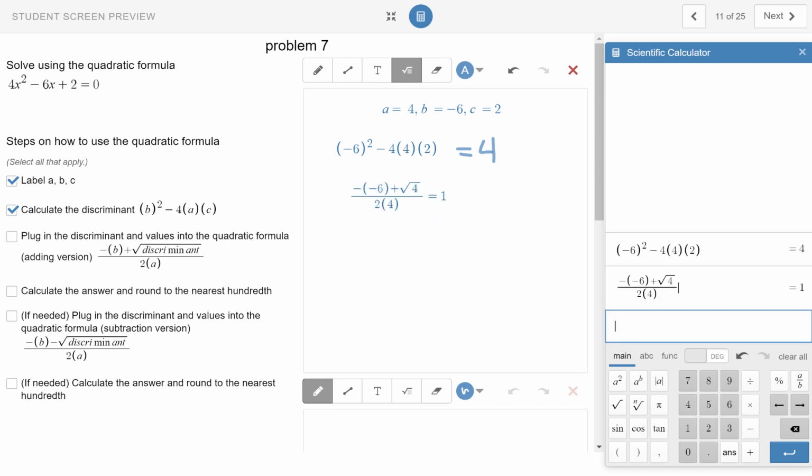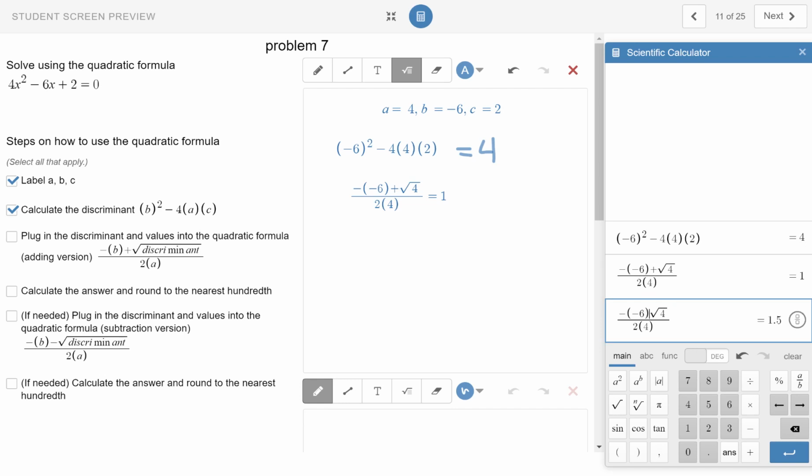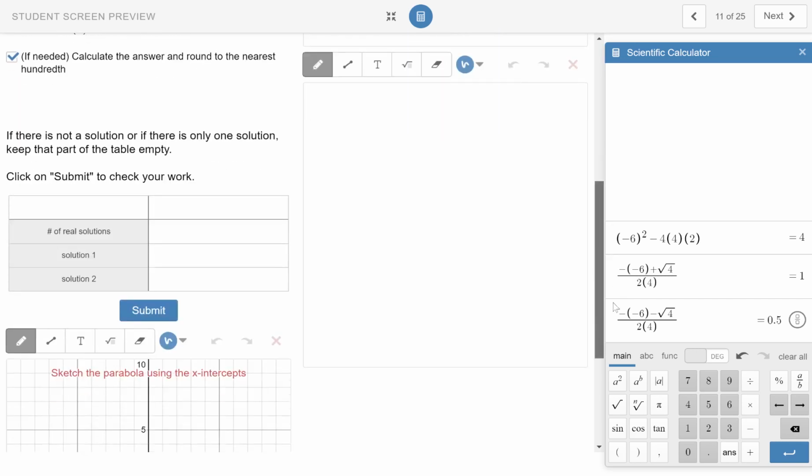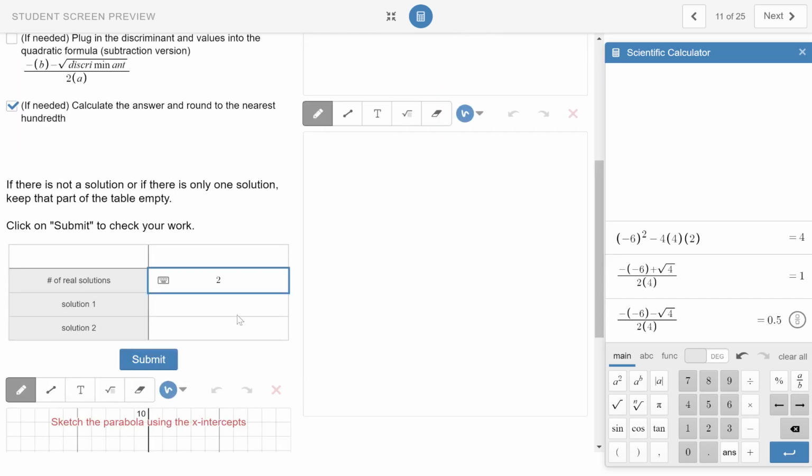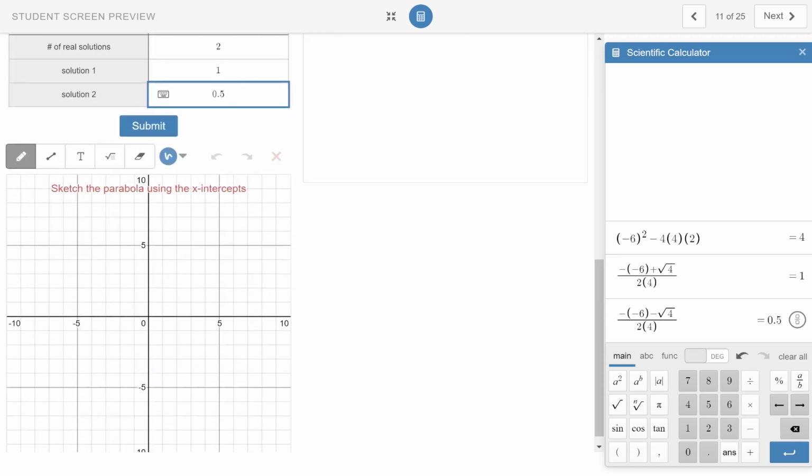And then I'm going to copy and paste as well, and then instead of a plus, I'm going to put a minus. So the second part of the quadratic formula is going to get me a decimal, which is totally cool. It can intersect at the x-axis in any position, any place. Alright, so I have two real answers. One of them is 1 and then the other is 0.5.